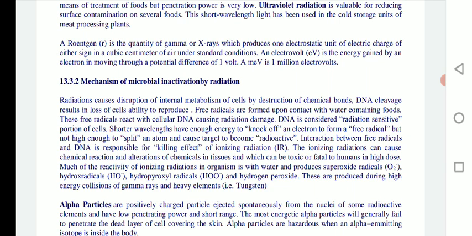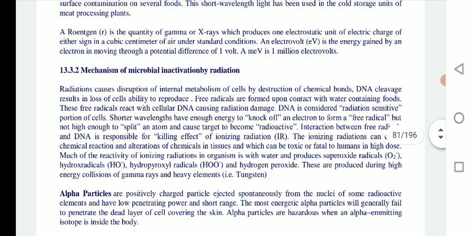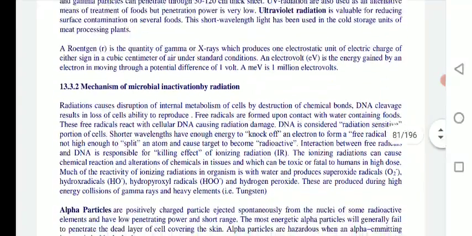So 1 electron volt (eV) is the energy gained by an electron moving through a potential difference of 1 volt, and a megaelectron volt is 1 million electron volts. So these are specific notations for radiations.